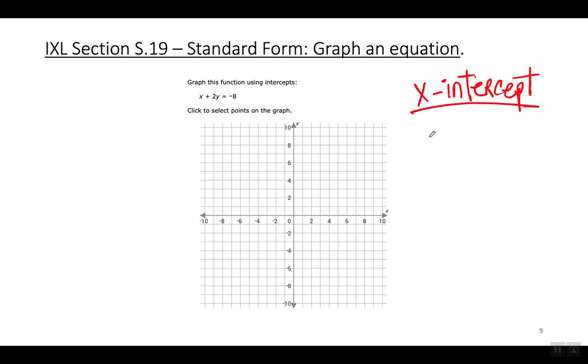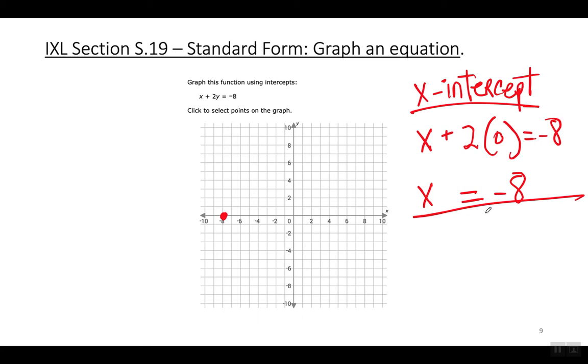To find the x-intercept, I make y equal to 0 and solve for x. So x equals negative 8. That one was easy.